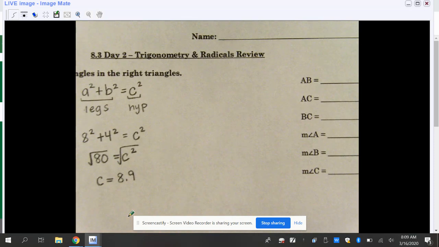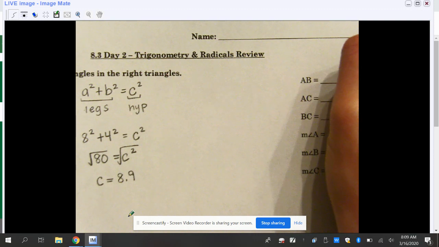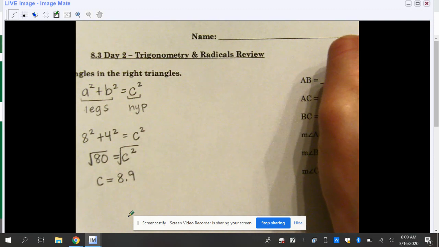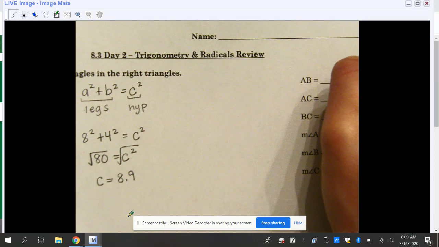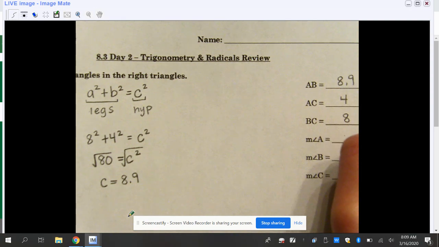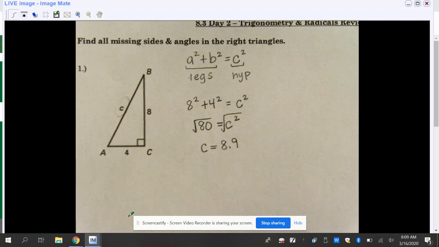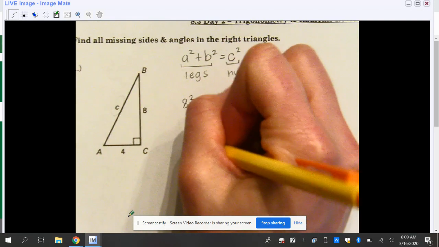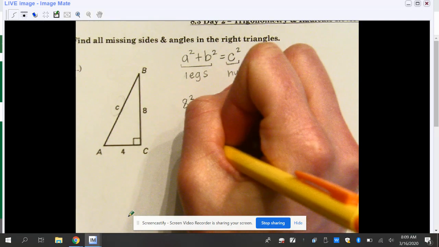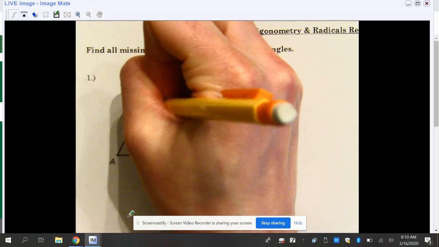So some of these we already know. So now that I found that last side, AB was the C that I didn't know, so that's going to be 8.9. AC is 4, BC is 8. We don't know angle A or B, but we know that angle C is 90 degrees. All right, so now we need to find these two angles. And this is where the trig comes in. So we're going to first pick either angle A or B to find. I'm just going to pick angle B in this case.